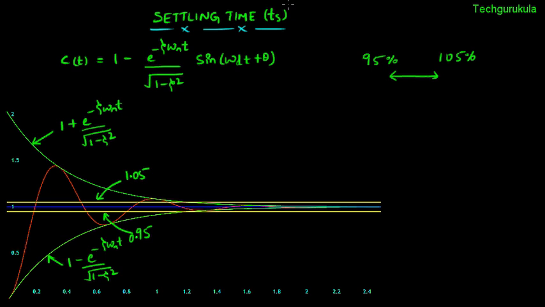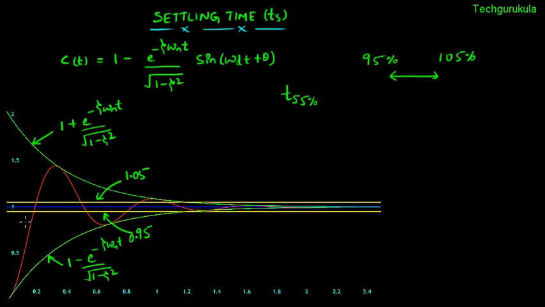Now the definition, settling time. We are defining now settling time for 5% tolerance band. It means it's a time after which the output reaches into the 5% band and stays within the band. So let us see for this graph, where does it go?